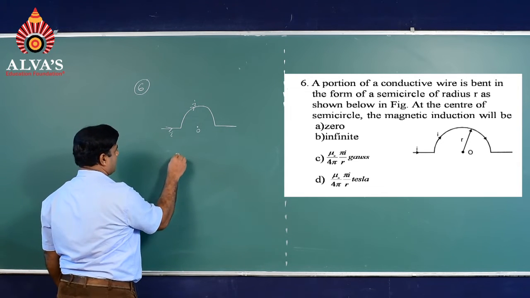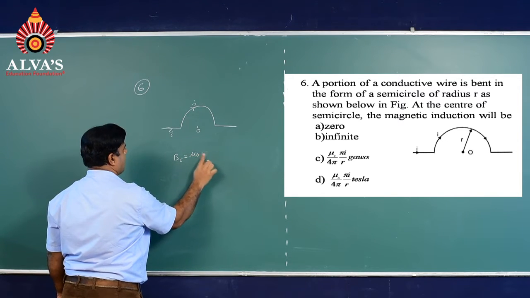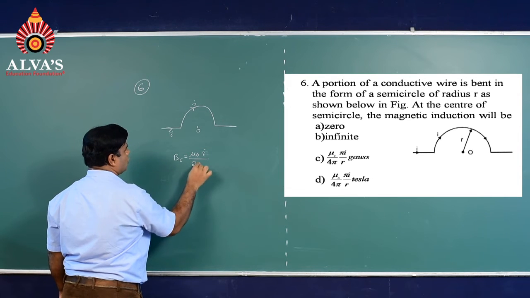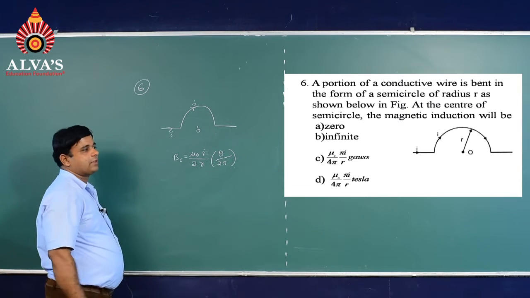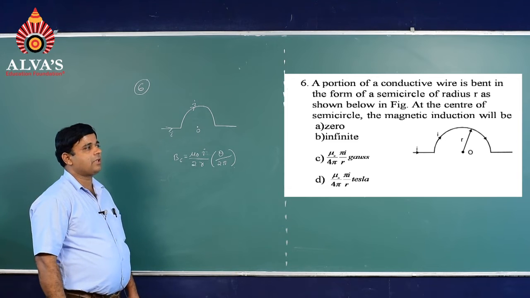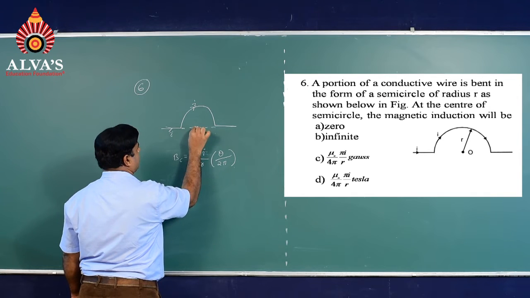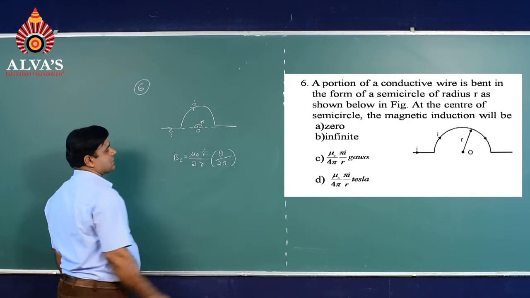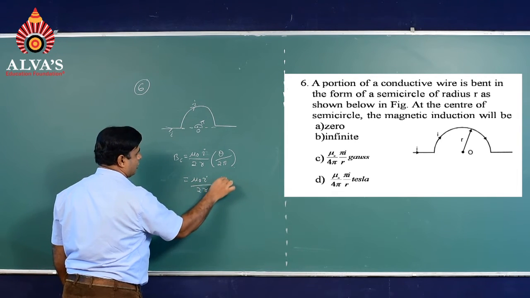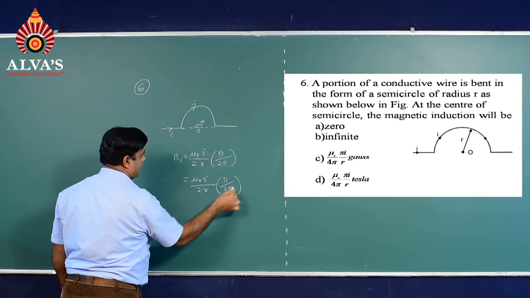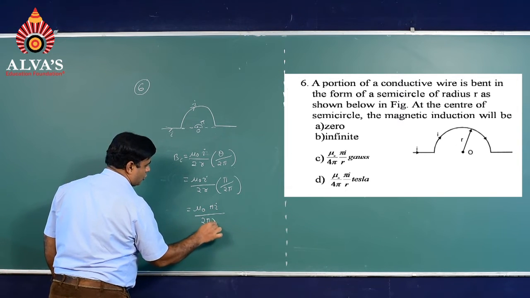For that, field at the center of arc is given by the formula mu naught I divided by 2r into theta divided by 2 pi, where theta is angle subtended by the arc at its center. In this case, angle subtended equal to 180 degree, which is pi radian. Therefore, it should be mu naught I by 2r into pi divided by 2 pi, which is mu naught into pi I divided by 4 pi r.